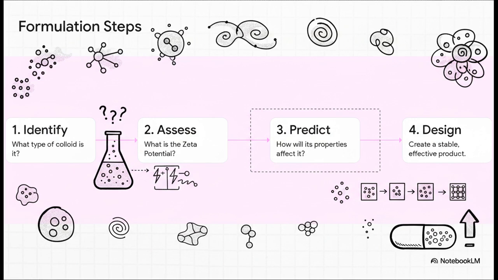Step 2, assess its stability. That's where you'd look at something like its zeta potential. Step 3, predict its behavior. Is Brownian motion going to be enough to keep it stable, or do you need to add something? And finally, step 4, use all that knowledge to design a product that's safe, stable, and actually works.